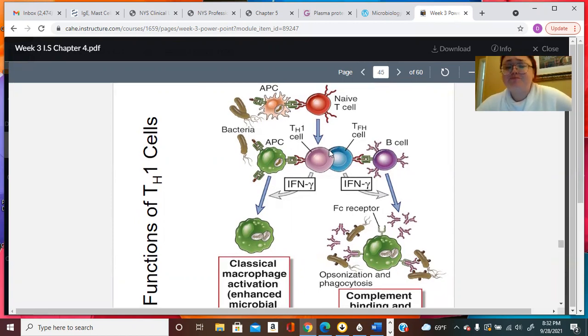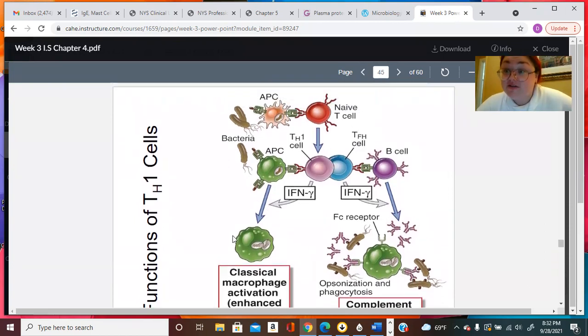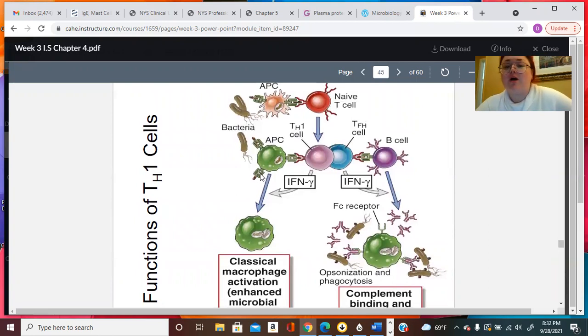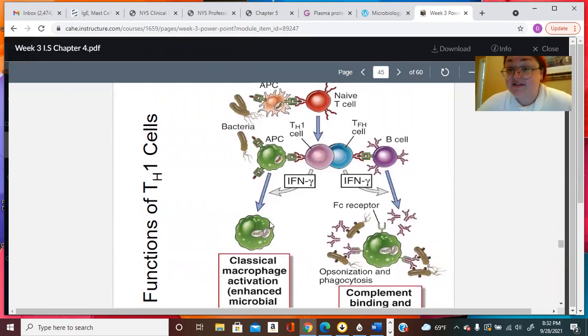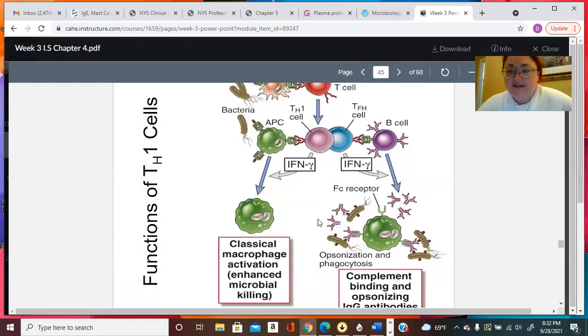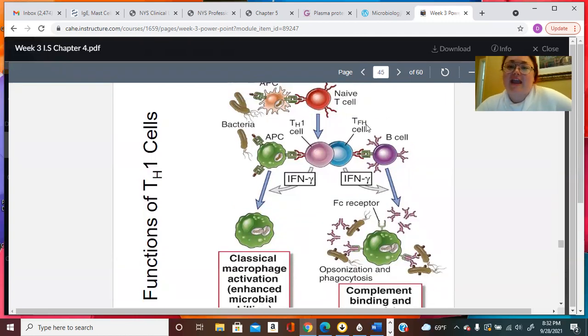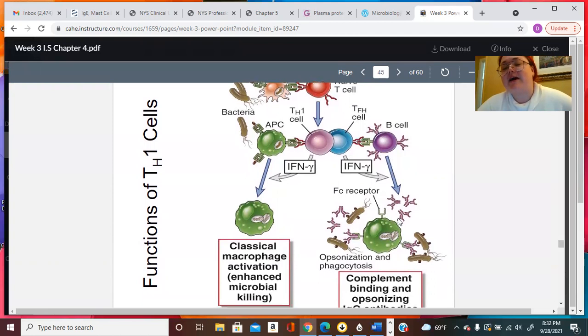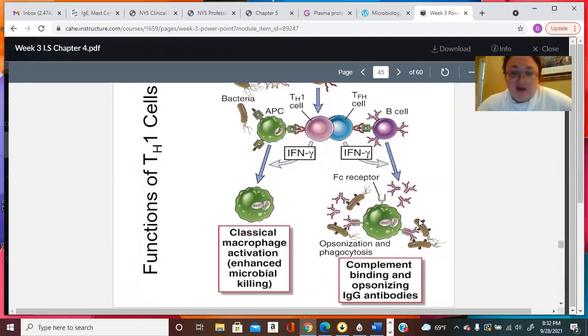If it's a Th1, remember, we're talking about intracellular pathogens, right? That's what Th1 tends to do. So it's going to go through the phagocytic process, all right? They're going to release interferon gamma, and then we're going to enhance the pro-inflammatory response. On the other side of that, if we have a helper T cell like this one, that's going to activate a B cell, right? And if it does that, what's the B cell going to do? It's going to go through clonal expansion, right? It's going to proliferate. It's going to differentiate into plasma cells. Those plasma cells are going to release antibodies.